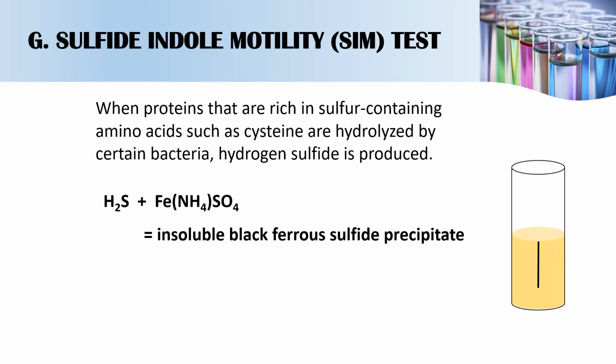If the organism is also motile, the entire tube turns black. The black line or tube indicates a positive H2S reaction. Absence of a black precipitate indicates a negative test. SIM agar may also be used to detect the presence or absence of motility in bacteria as well as indole production.